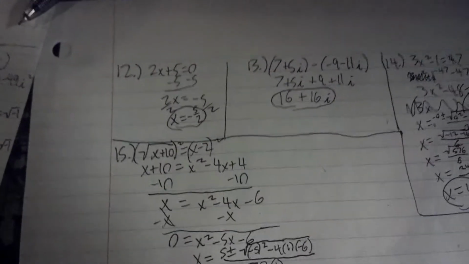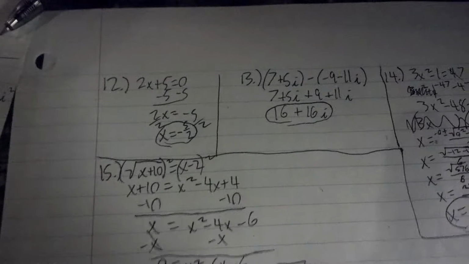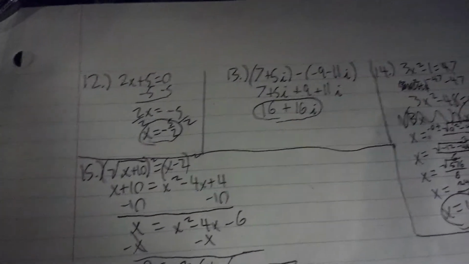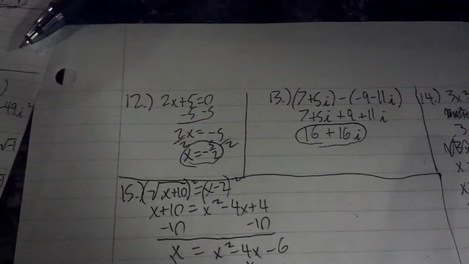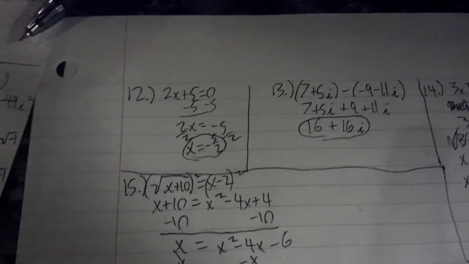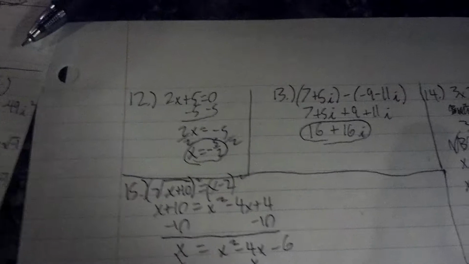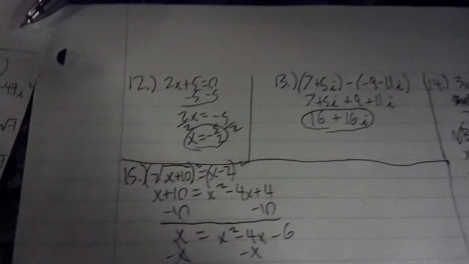So, number 12. This is another one that wasn't a quadratic. I don't know if this was right or not, but like in the document you sent me, it just said 2x plus 5 equals 0. But there's that one gone through.